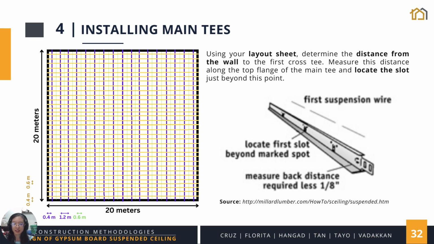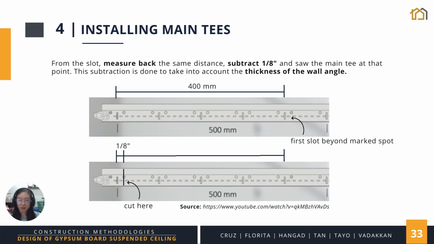Then we measure this distance along the top flange of the main T and locate the first slot beyond this point, as shown on the picture on the right. From the slot we located earlier, we measure back the distance, which is 0.4 meters or 400 millimeters. We then subtract 1/8 of an inch to take into account the thickness of the wall angle. Saw the main T at this point.